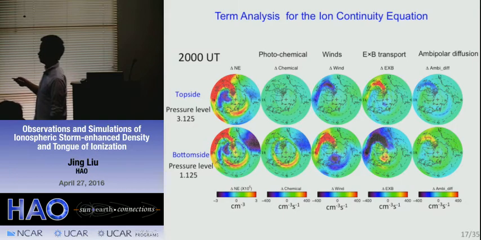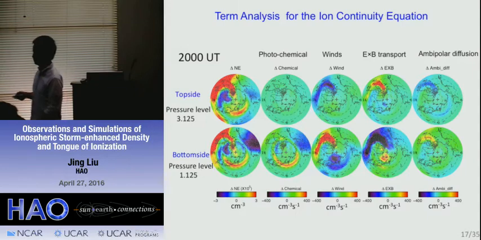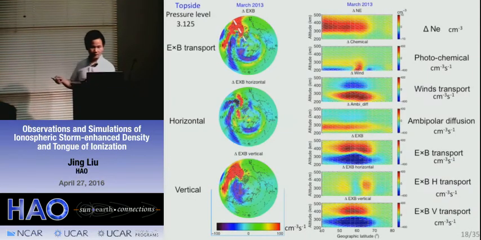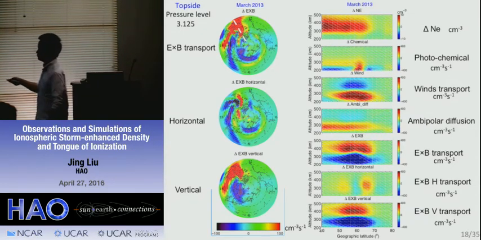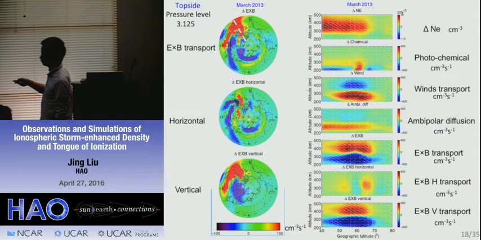So we further decompose the E cross B transport in the top side ionosphere as a horizontal component and a vertical component. This one is the vertical component. In the throat region, we see it is much stronger than the horizontal one. But in the polar gap, especially the night side, it produces a kind of downward drift, so it reduces the electron density here. But the horizontal component still has a positive effect on the TC variations.